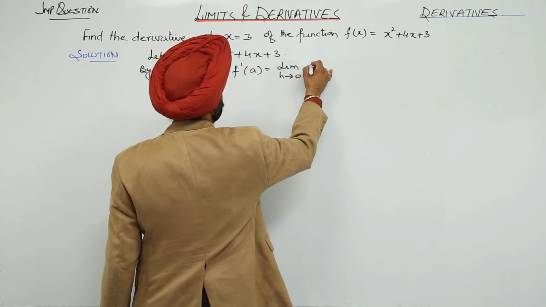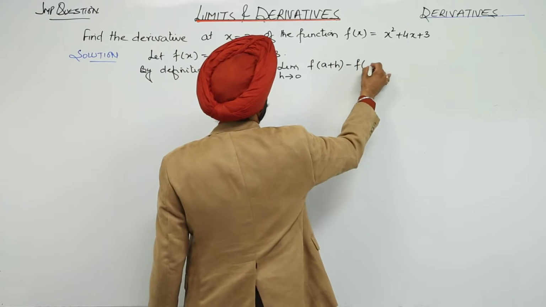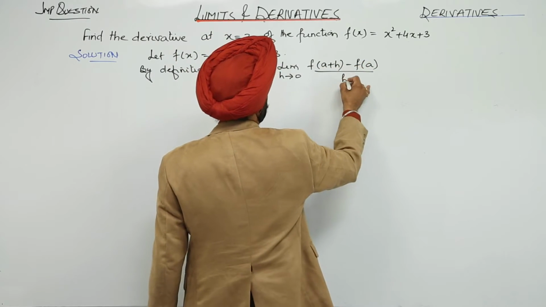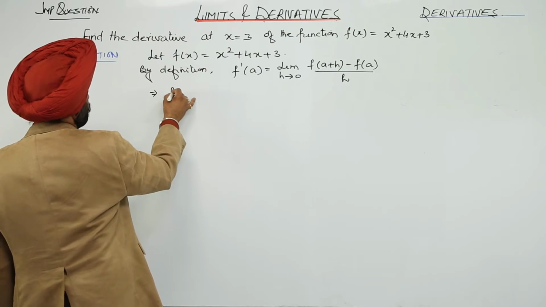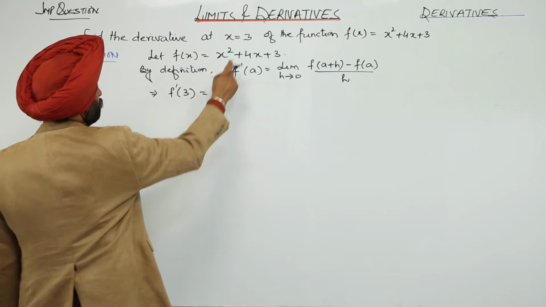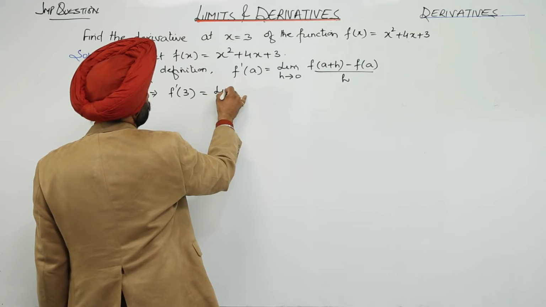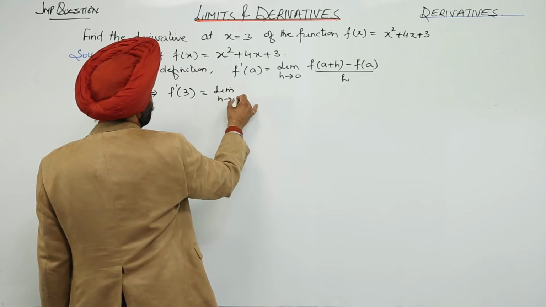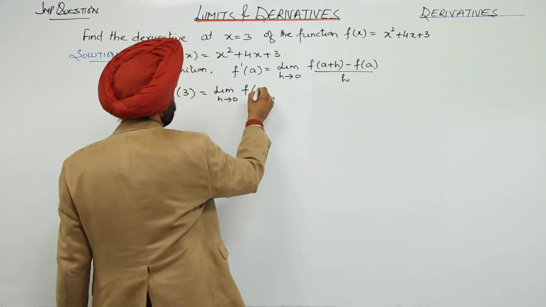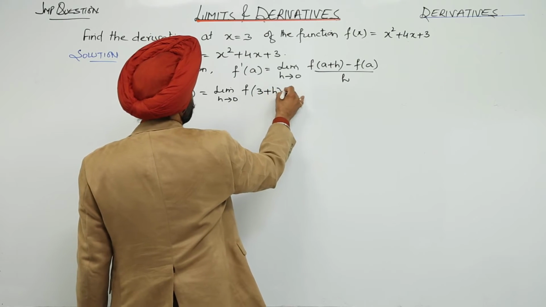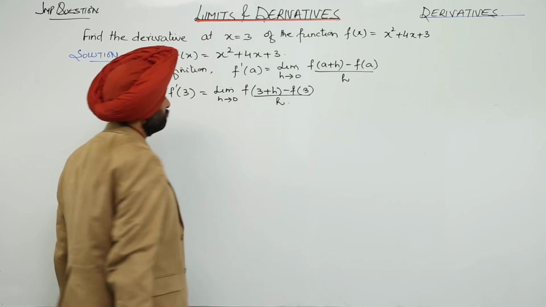h approaches to 0, f(a plus h) minus f(a) upon h. Okay. So, this becomes now f derivative 3, because we have to find at 3, is equal to limit h approaches to 0, f(3 plus h) minus f(3) upon h. Okay.